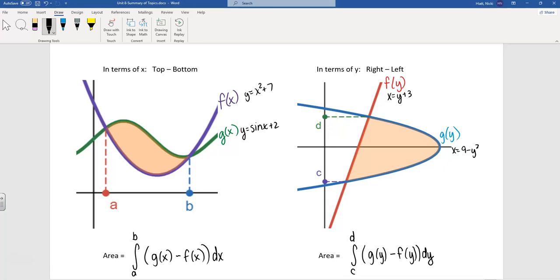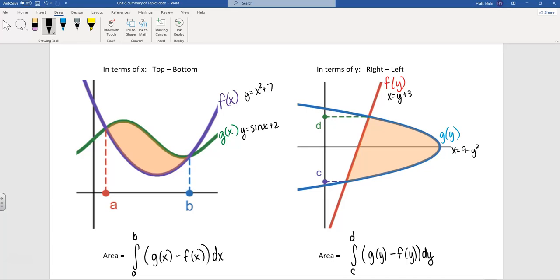Yes? Can you explain the perpendicular parallel thing one more time? Like how you know if it's in terms of y or x? We'll get to it. Okay. For these, it's the picture. So if it's just asking for area, you have to kind of figure out which one can I do. You generally look at your equations. If they're in terms of x, if they're like y equals x squared plus 7, you're hoping you can do top minus bottom so you don't have to change anything.